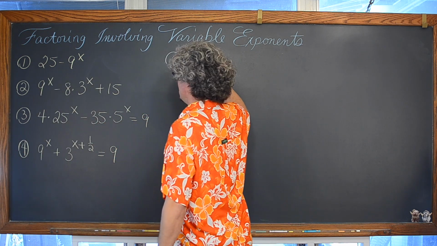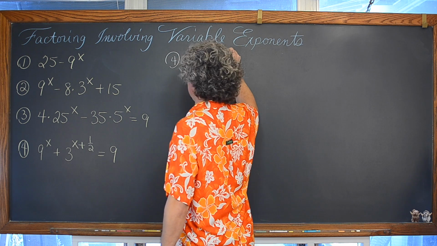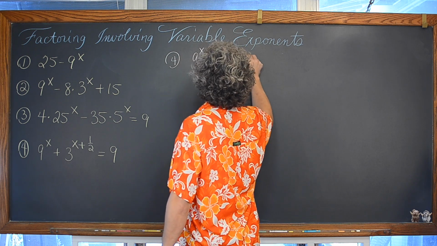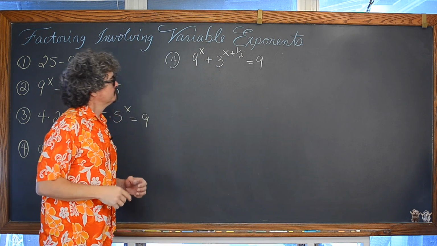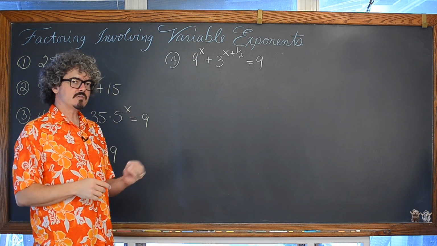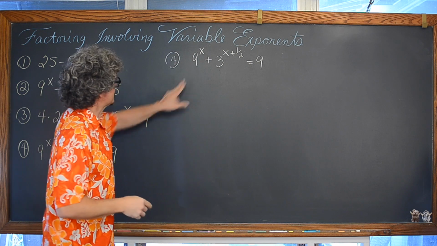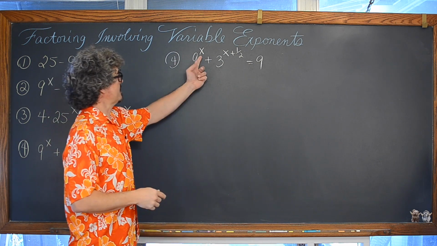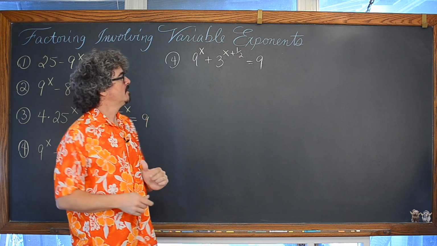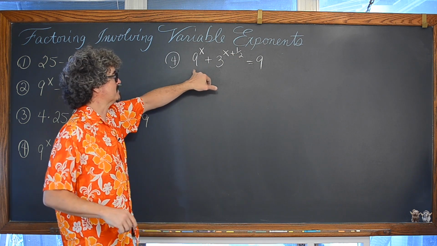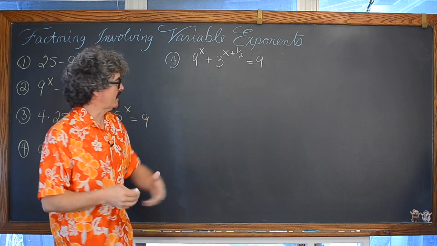9 to the x power plus 3 to the x plus 1/2 power is equal to 9. Now this really doesn't seem to be the same pattern as the previous ones. I do have 3 terms, but it doesn't look like this exponent of x is twice the size or value of x plus 1/2. But we do have a base of 9 as opposed to a base of 3, so let's get that out of the way.